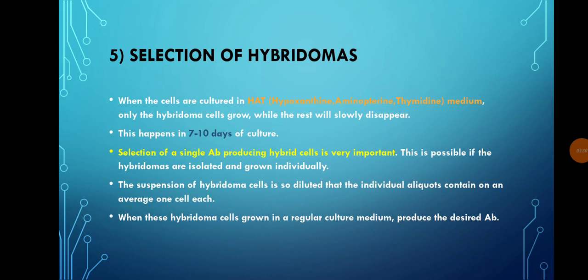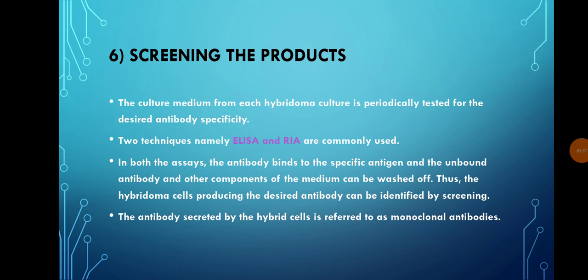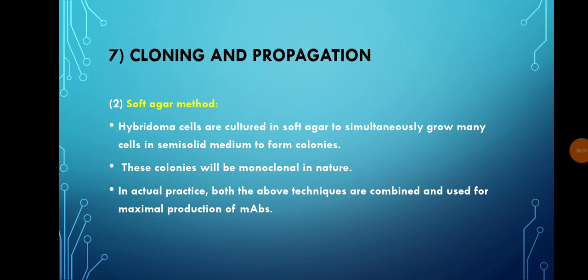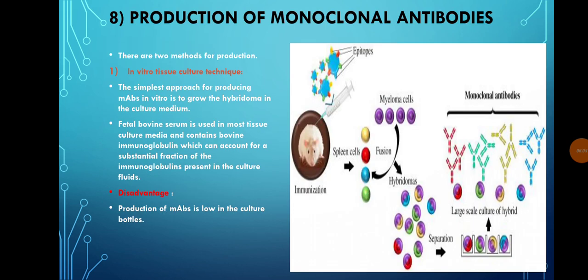Selection of hybridomas. When the cells are cultured in a HAT medium, only the hybridoma cells grow while the rest will slowly disappear. Screening the products. The products are screened using ELISA and RIA. Cloning and propagation done by the limiting dilution method and soft agar method. Production of monoclonal antibodies. There are two methods of production.